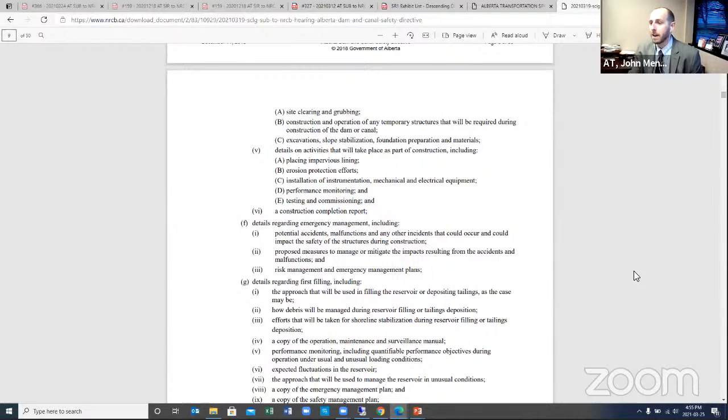That's just one example, but the construction completion report is another. So basically it's a staged process to get through the dam safety review process with them, and we are in that process. They have been provided the hazard classifications and the majority of the information in those first sections, including site characterization and analysis and things of that nature.